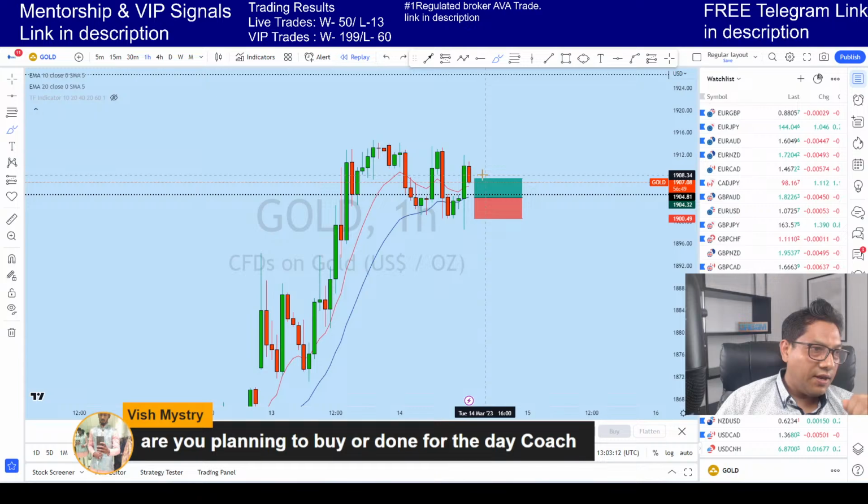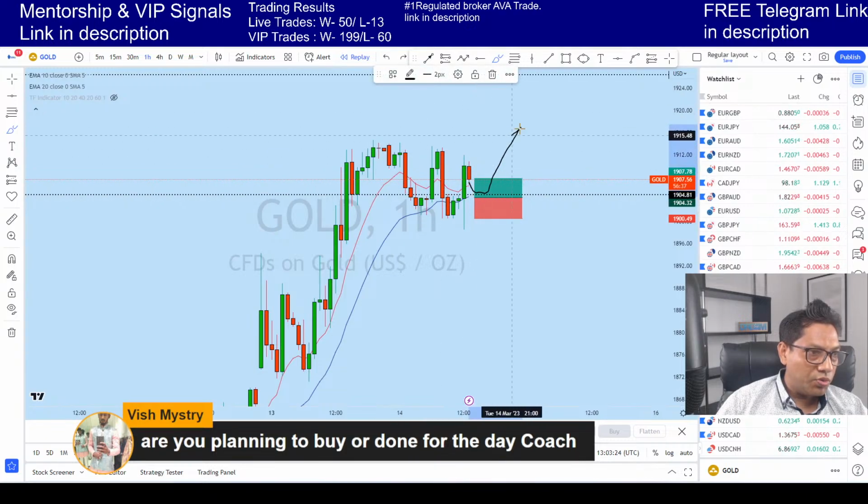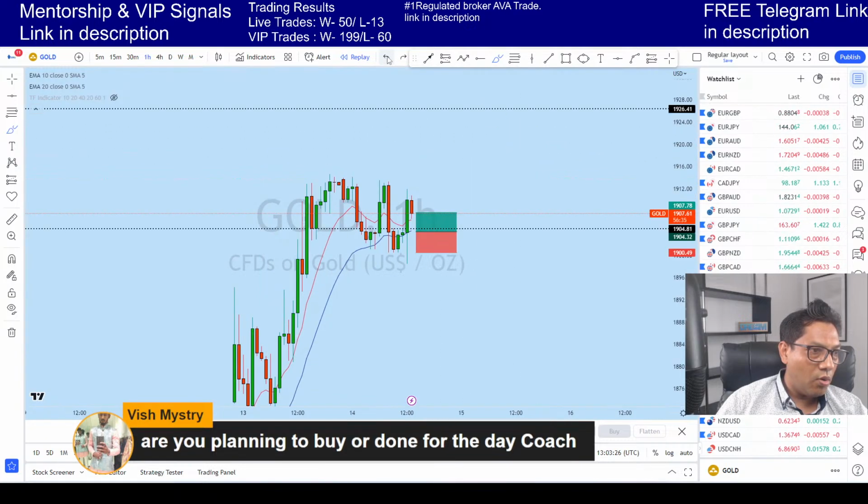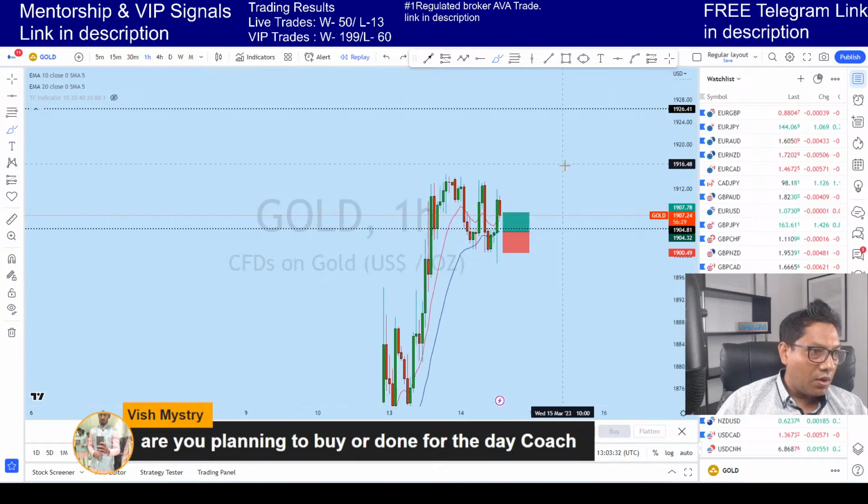Okay, neckline here, where there is a resistance zone. This resistance turning support here, and what I think is that gold highly likely will have a bounce from here, and you can see the 1 hour 20 EMA along this zone. Highly likely that we should have a bounce from here.